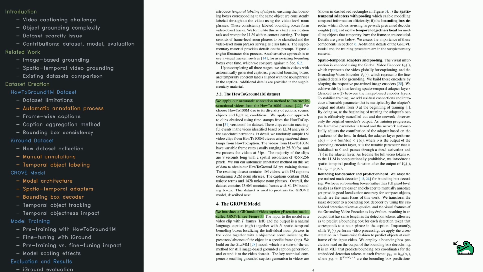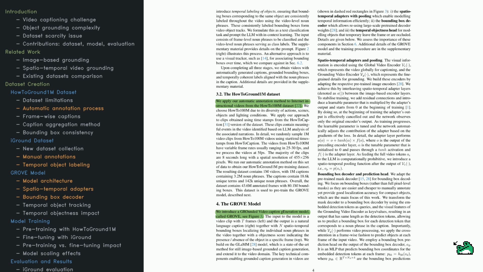Keeping track of objects across frames is essential. If the model can't consistently label the same object through a sequence, you'll see bounding boxes flicker in and out. To fix this, the authors propose temporal labeling of objects. Instead of treating each frame in isolation, they teach the model to recognize noun phrases in the unified caption and label the corresponding objects across frames. They then scale up training by applying this automatic annotation approach to HowTo100M, creating HowToGround1M.